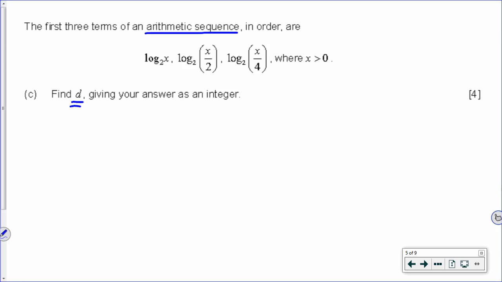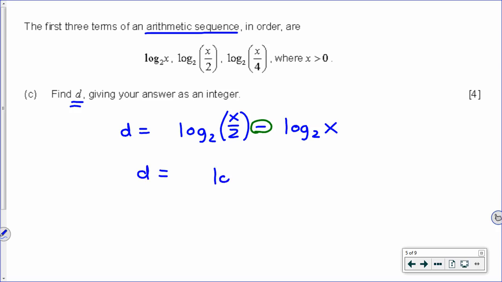So d equals, I'm going to take the second term, which is log base 2 of x over 2, minus the term that came before it, log base 2 of x. So you want to take a second minus the first, or a third minus the second. And then we are expected to apply a property of logs here, which is that if you have 2 logs with subtraction between them, and the logs have the same base, then you can condense the log into a single logarithm with that same base by dividing the arguments. So it's the first argument, which is x over 2, divided by x.